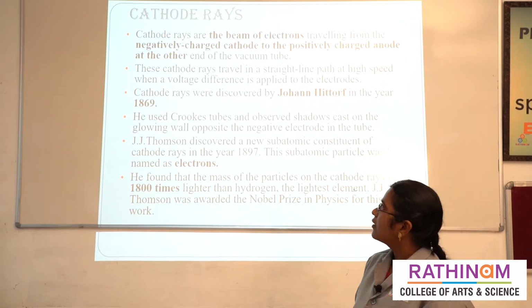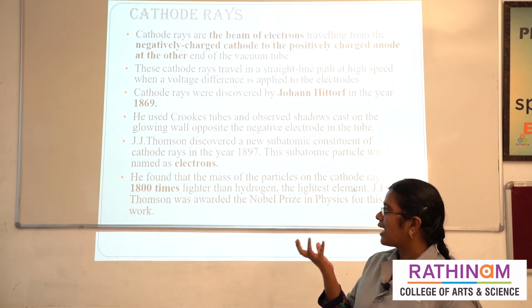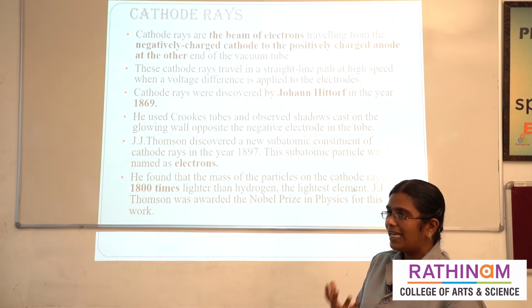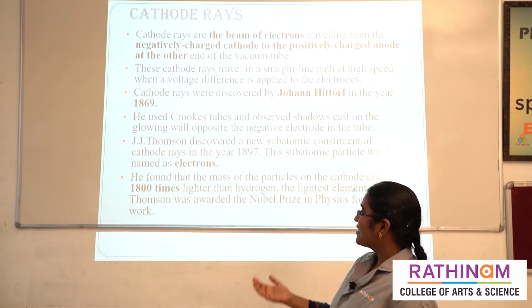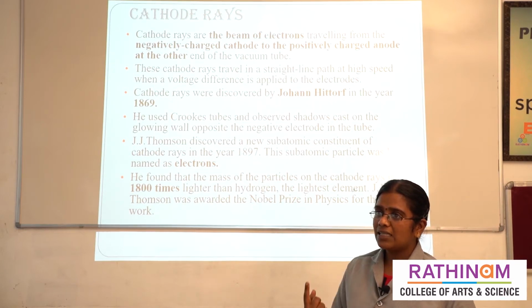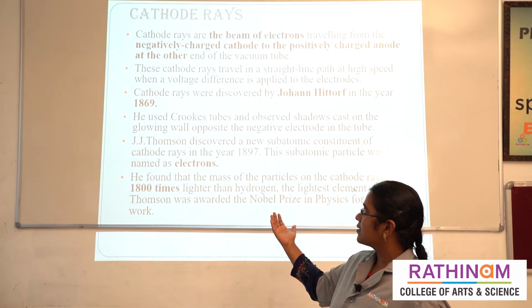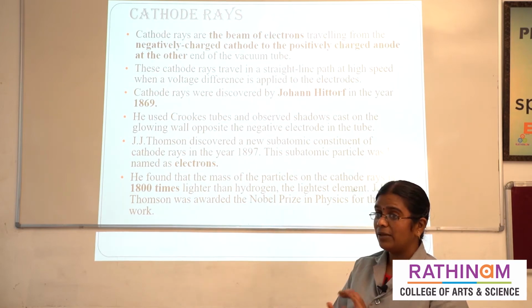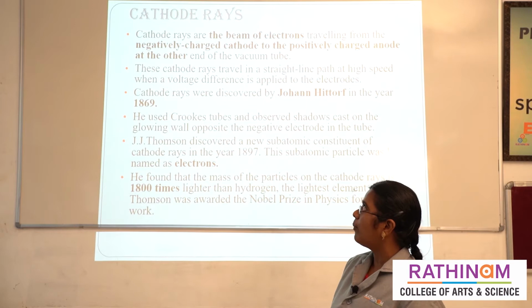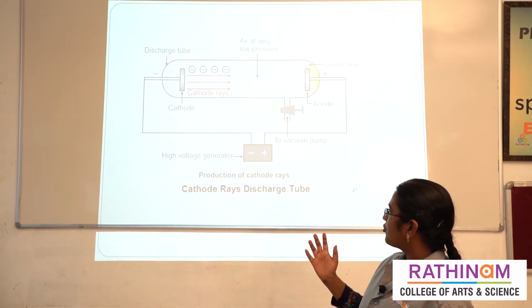These cathode rays have some interesting properties. The mass of the cathode rays is very light, because it is 1800 times lighter than hydrogen. Hydrogen has only one proton and one electron. When compared to hydrogen, cathode rays are 1800 times lighter, which is a very interesting property of cathode rays.